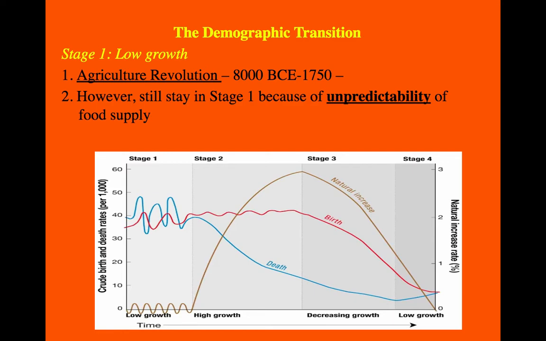Food was just too unpredictable. We didn't know where it was coming from. There's still plagues and diseases. There's no health care. That's why if you look in stage 1, the graph is basically all over the place. And so the population wasn't growing.